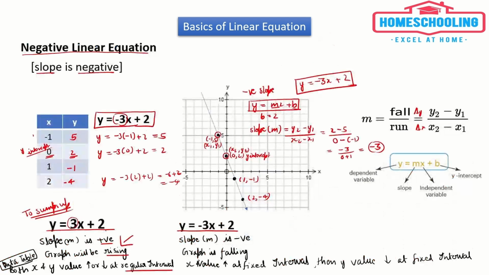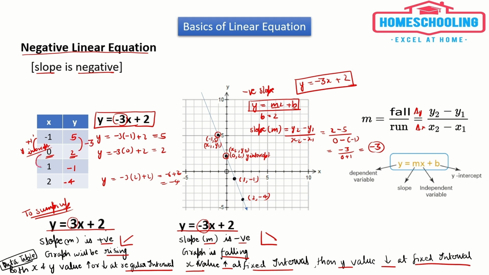Now in a negative linear equation, slope m is negative. So here our slope m value is -3, so it is a negative linear equation, and the graph for it will be falling like this. And always remember, when x value is increasing at a fixed interval, then y value is decreasing at a fixed interval. So as we can see here, x value is increasing from -1 to 0, so it is increasing by 1 unit. Then y value is decreasing from 5 to 3, so it is reduced by 3 units.